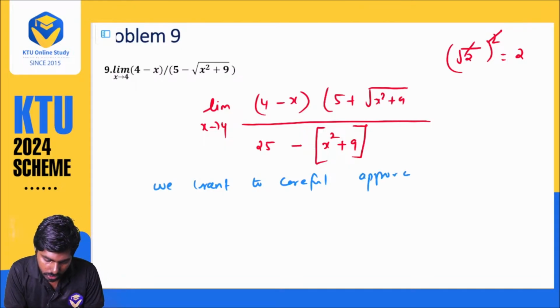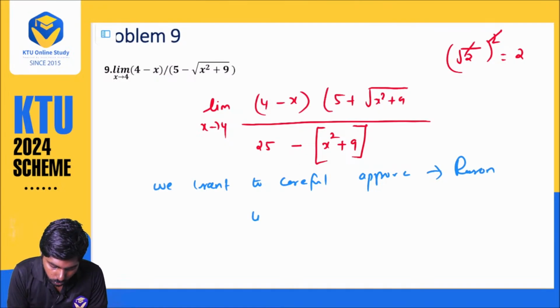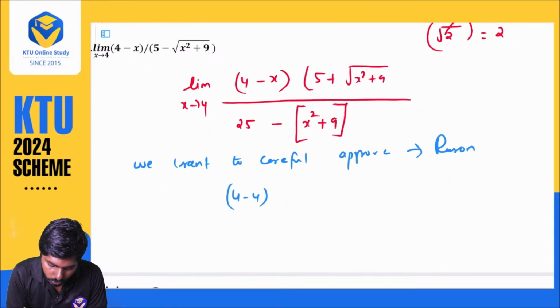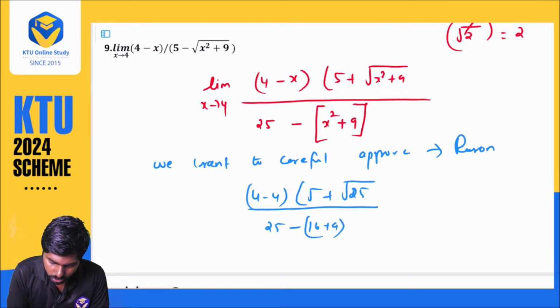Reason, when you see, just observe the reason. See, when I am applying x equals 4, what will happen? 4 minus 4, that is 0 only, plus here also we will be getting 16, that is 25, divided by 25 minus, what will we be getting? 4 means 4 square, 16 plus 9.